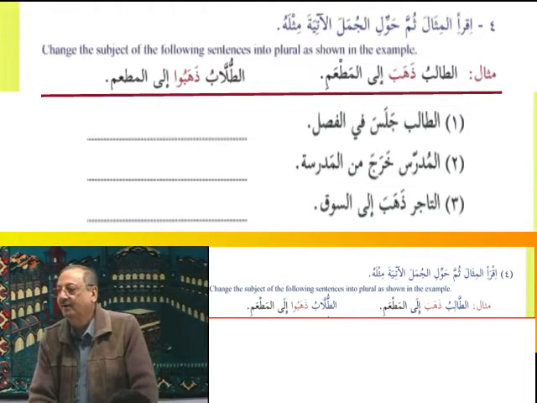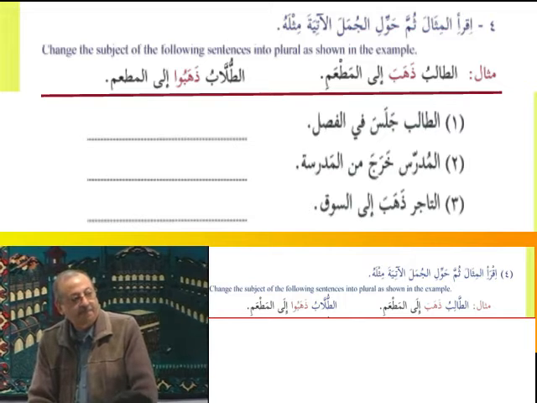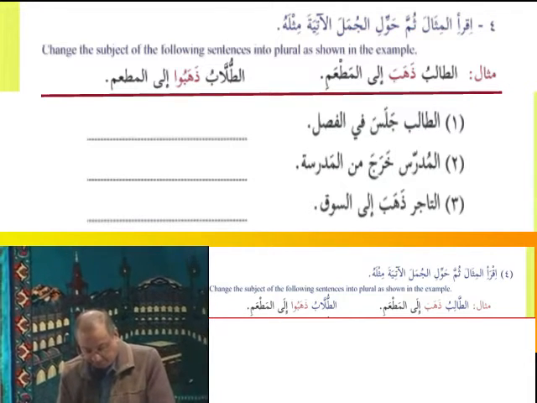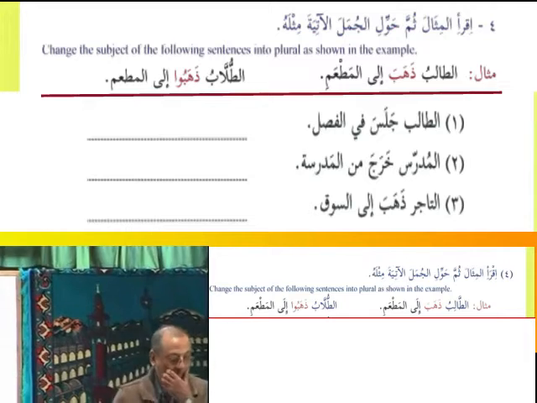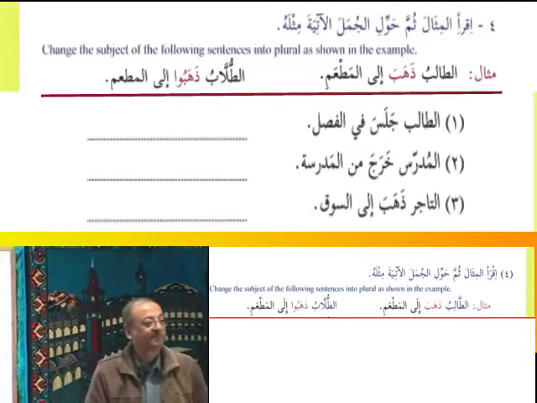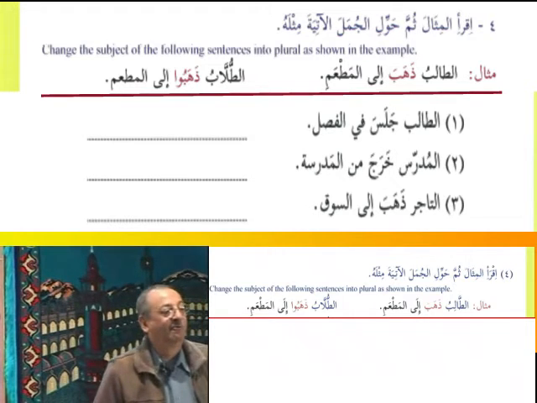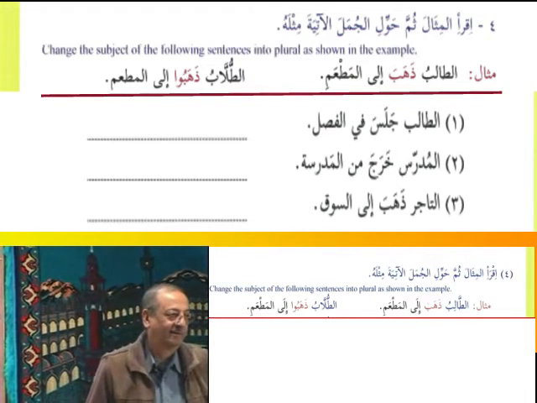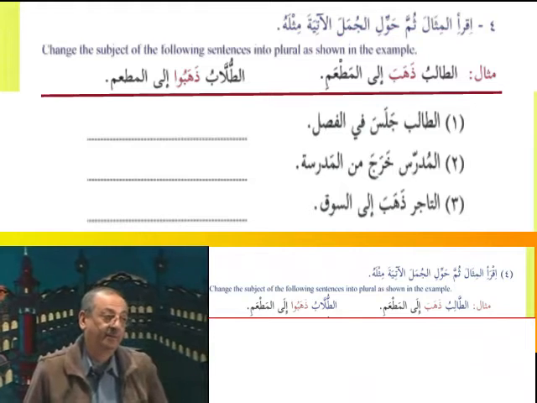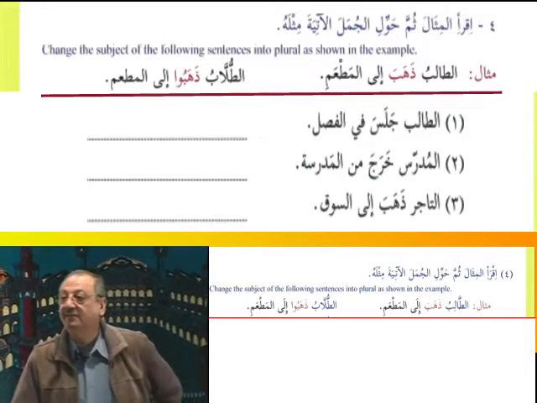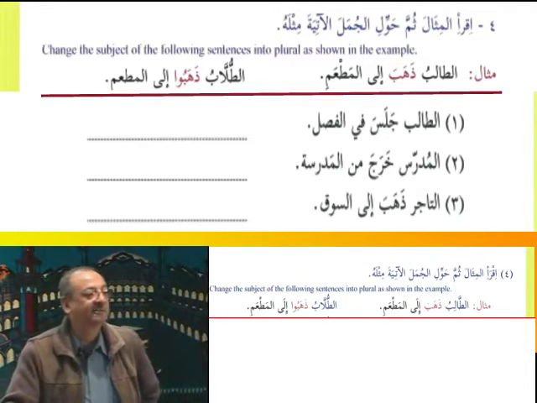Now, brother Salman, you tell me. Where is the khabar of the mubtada? Jumla fi'liya, mashallah. Where is the fi'l? Zahaba, brother. Where is the fi'l? If there is a fi'l, there is a fi'l. Where is the fi'l?